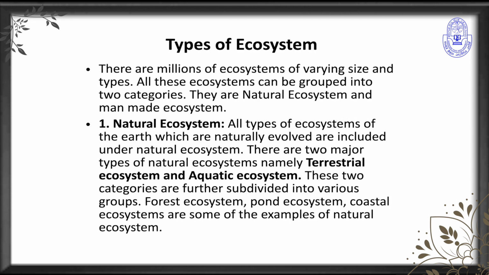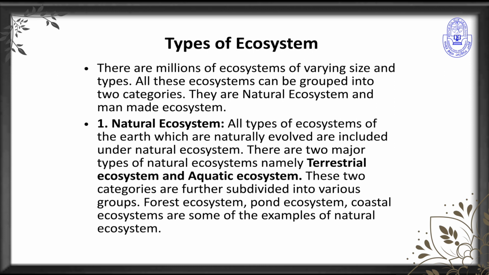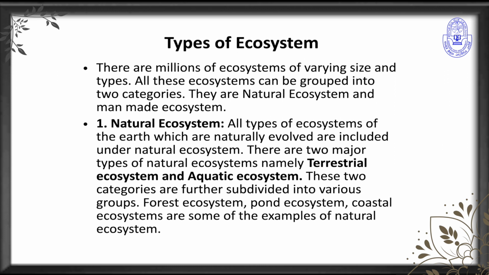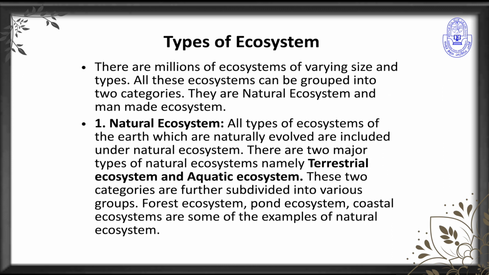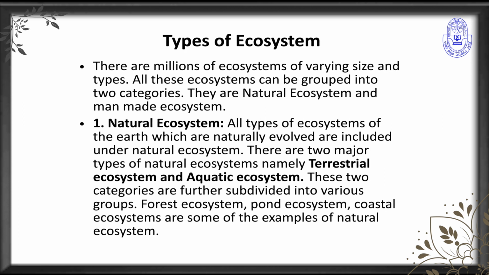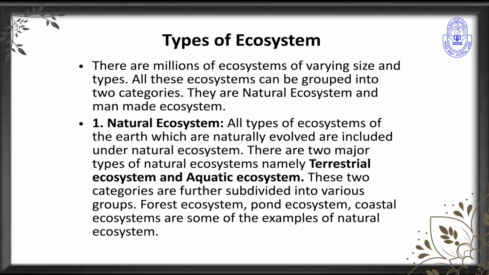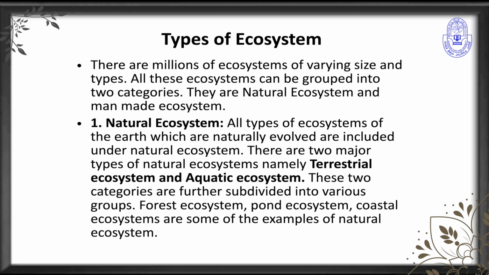The types of ecosystem. There are millions of ecosystems of varying size and types. All these ecosystems can be grouped into two categories. They are natural ecosystem and man-made ecosystem. Natural ecosystems are all types of ecosystems of the earth which have naturally evolved.